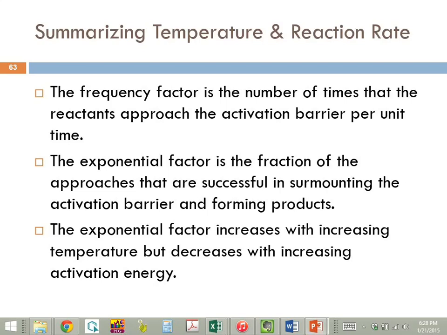So this is a summary. The frequency factor is the number of times the reactants approach the barrier per unit time. The exponential factor is the fraction of approaches that are successful, that are energetically successful in getting over the barrier, and then the products will form. The exponential factor increases with increasing temperature, but decreases as the activation energy increases.